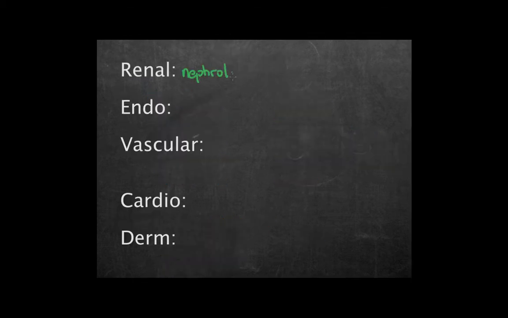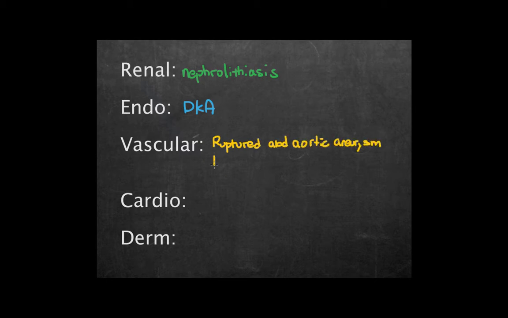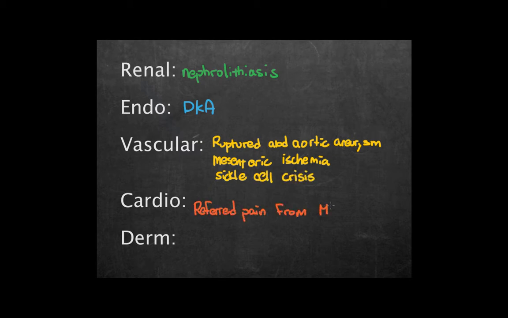In addition, you'll want to consider nephrolithiasis, diabetic ketoacidosis, ruptured abdominal aortic aneurysm, mesenteric ischemia, sickle cell crisis, referred pain from MI, referred pain from pneumonia, and herpes zoster.